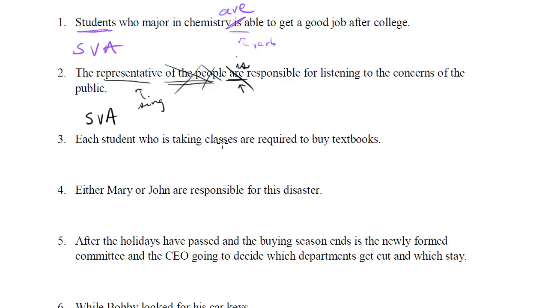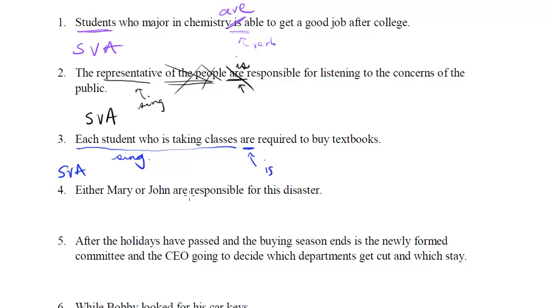Each student who is taking classes are required to buy textbooks. Okay, so let's see. We have each student who is taking classes. So here is a singular noun, right? Whenever you see each, remember each is singular. Are required? Well, wait a minute. No, this is another subject-verb agreement error because we need this to be is. Each student is required, right? Each is singular, therefore the verb must be singular.